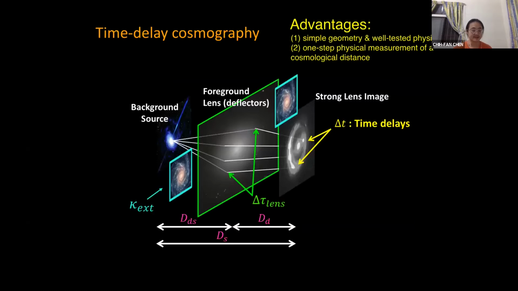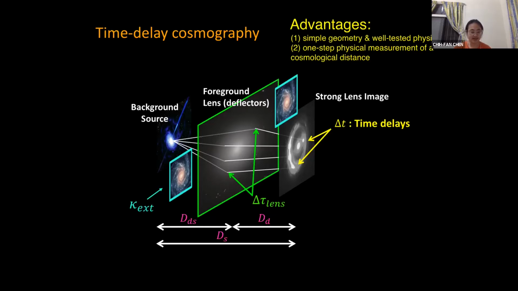The advantage of using strongly lensed quasars is that it does not require calibration and only depends on the geometry and general relativity. Given a variable source in the background, when the light passes through the foreground galaxy with a different trajectory and gravitational potential, it will arrive at different times, and hence we can measure the time delay.